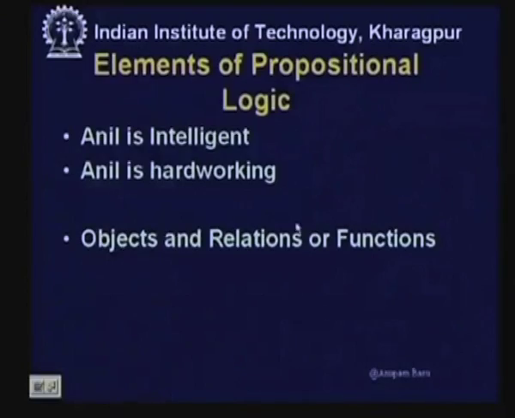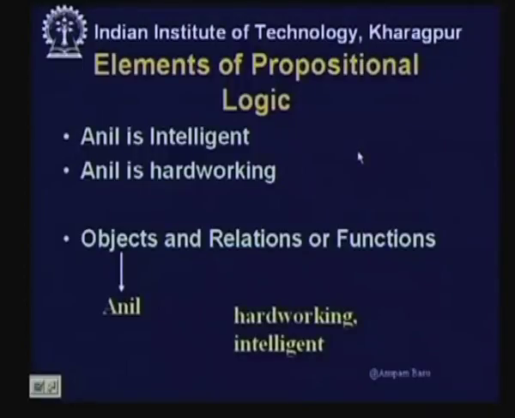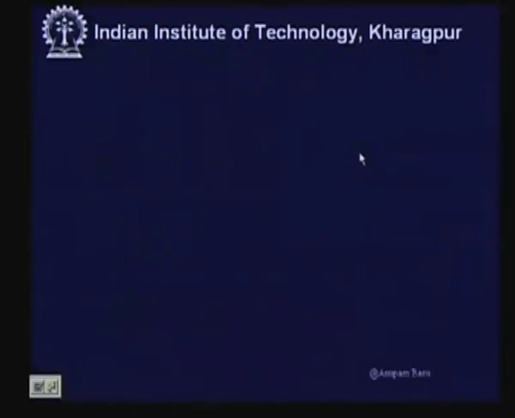Now, Anil is intelligent, I make a statement. This statement can be true, this statement can be false. Anil is hardworking can be true, can be false. So, any proposition in propositional logic can have either of two values, true or false. And it is constituted of objects and relations or functions. So, you see Anil is an object, hardworking, intelligent, these are some functions or relations depending on your usage.